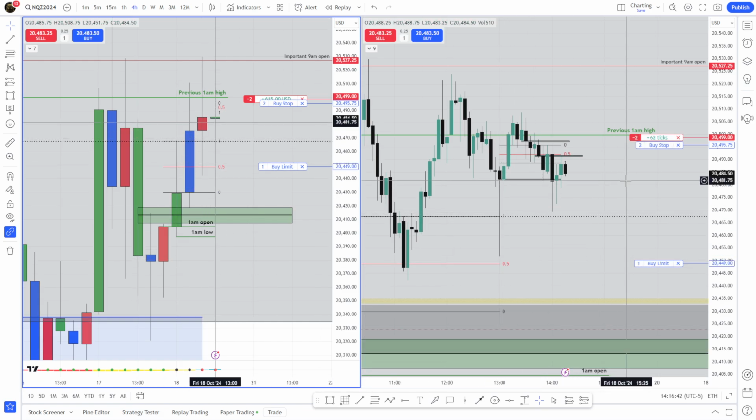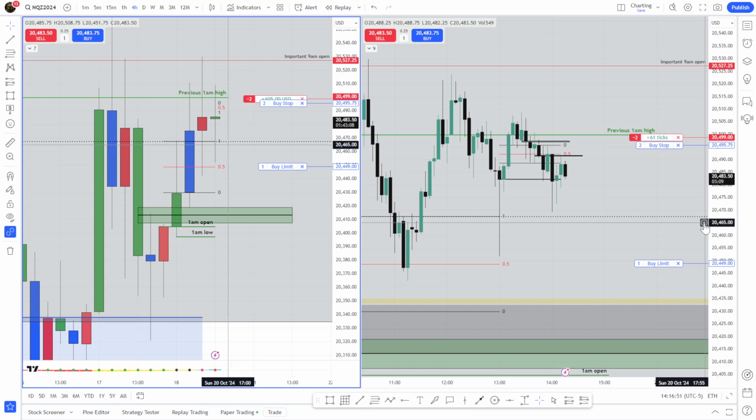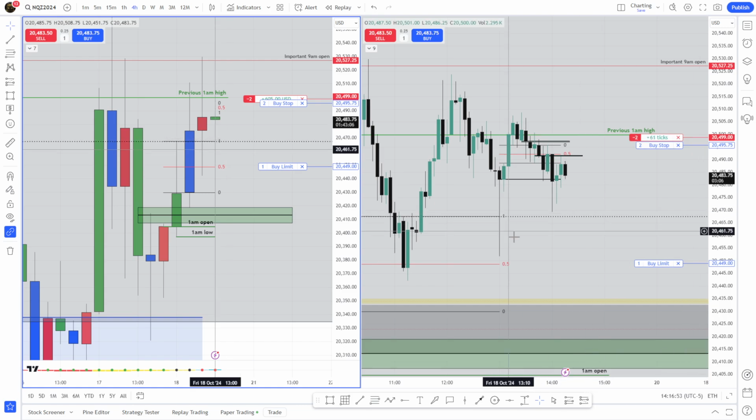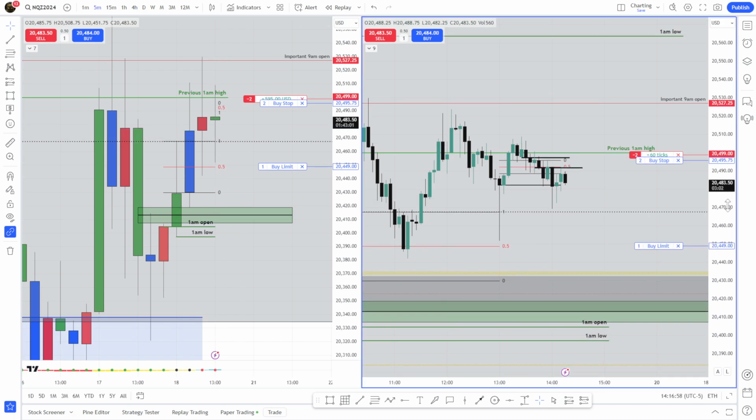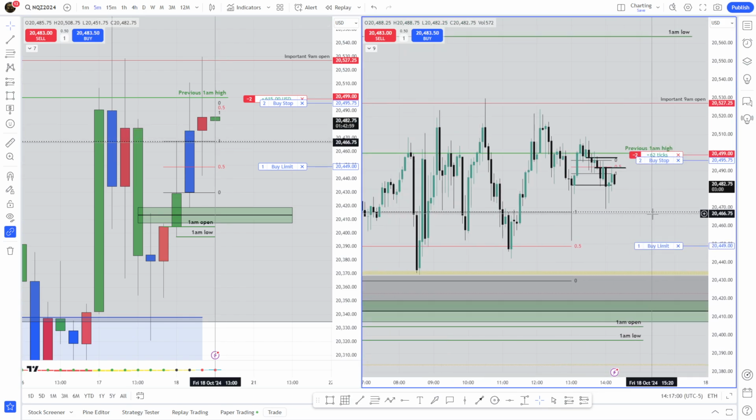I know a lot of people love using the 1 minute. I like the 1 minute for entries, but I also think the 5 minute is a great time frame to pair up with the 4 hour. Like 5 minute structure is pretty decent structure.